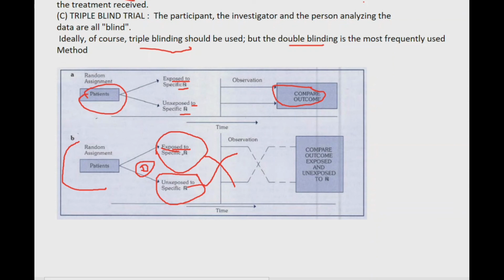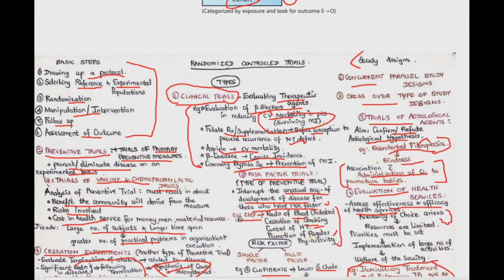Here first a group of people are selected and a drug is given, and to another group placebo is given. Then we wait for a particular period of time till the drug is eliminated, and then the ones who were given the drug are now given placebo, and the ones who were given placebo are now given the drug. After a particular period of time, we compare the outcomes of both the groups. This is mainly to eliminate bias, and the results obtained from this study are much preferable to others. So study designs can be of two types: concurrent parallel study and crossover type of study.